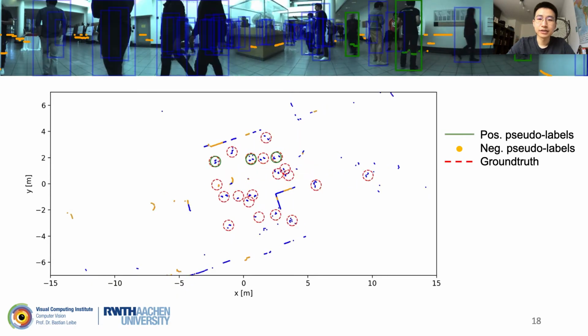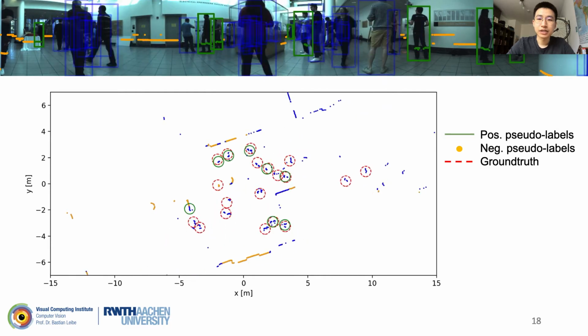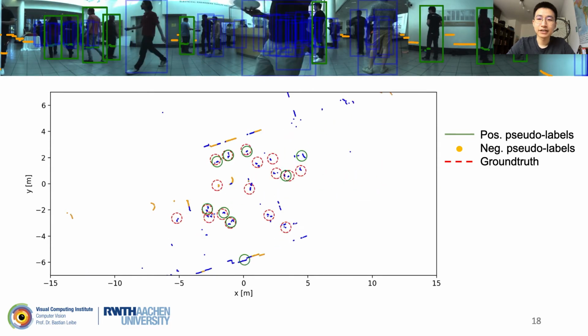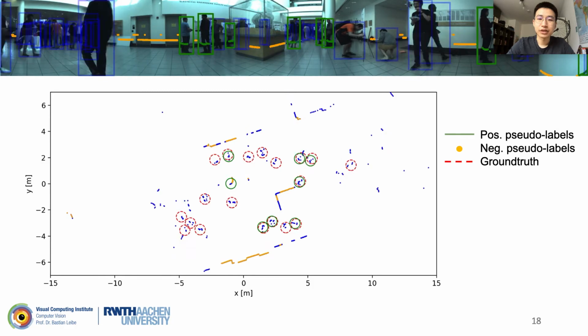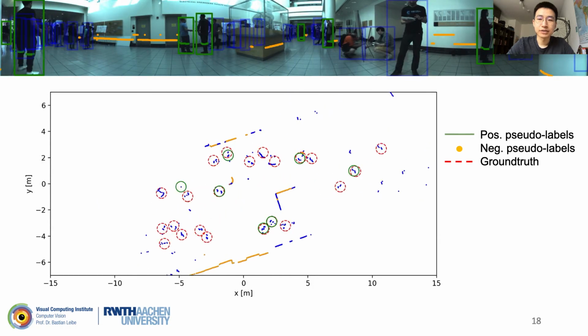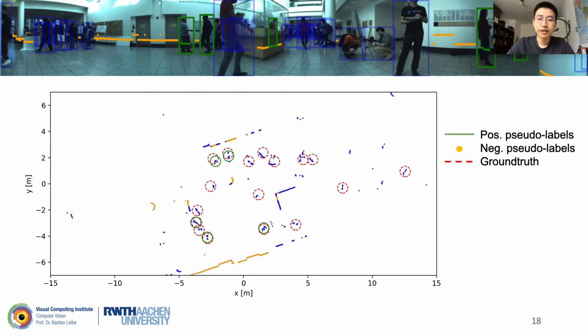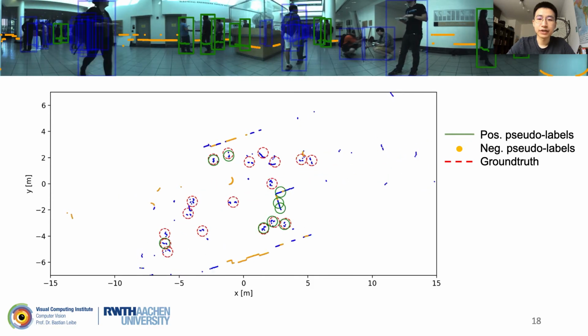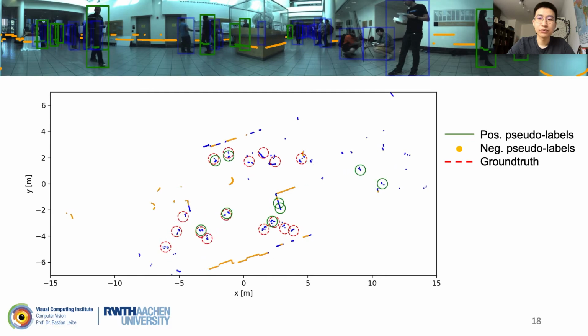Here are qualitative results. The green circles and orange dots are positive and negative pseudolabels, and the red circles are ground truths. We see that pseudolabels don't cover all persons in the scene. This corresponds to our design choice where we favor the correctness of the labels over their coverage.